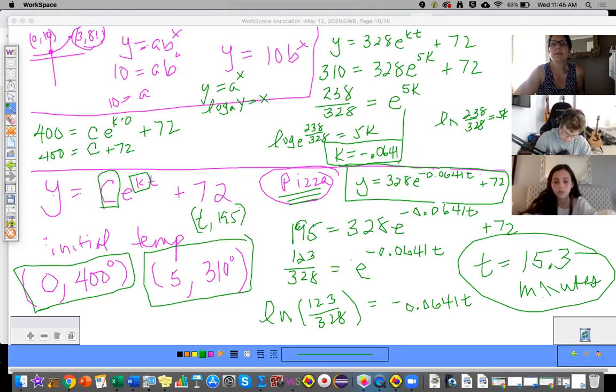All right. Sarah looks like she's typing something. Just so when we graph this, would that mean that the asymptote would then be 72 because it can never go below it? Yes.